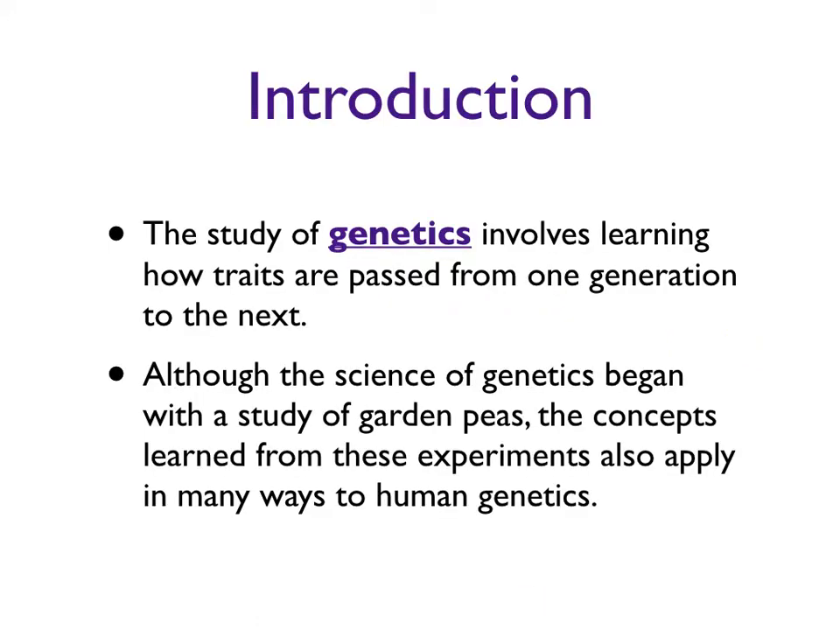The study of genetics involves learning how traits are passed from one generation to the next. The science of genetics began with Gregor Mendel and his study of garden peas. Although the science of genetics began by studying plants, the concepts Mendel developed as a result of his experiments can also be used to explain many genetic traits in humans. In this week's lab, you'll learn about the laws Mendel formulated from his research and learn how these laws apply to the science of human genetics.